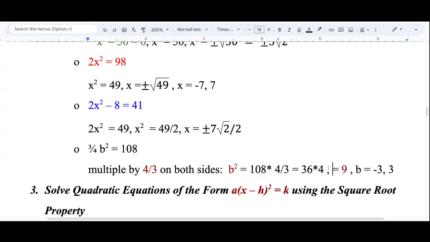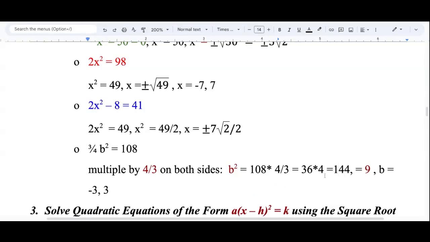So is something missing here, right? 36 times 4 equals 144. We can think of that as 6 squared times 2 squared, which is 144, which is 12 squared. Then what does b equal? B equals 12. So this is a mistake.